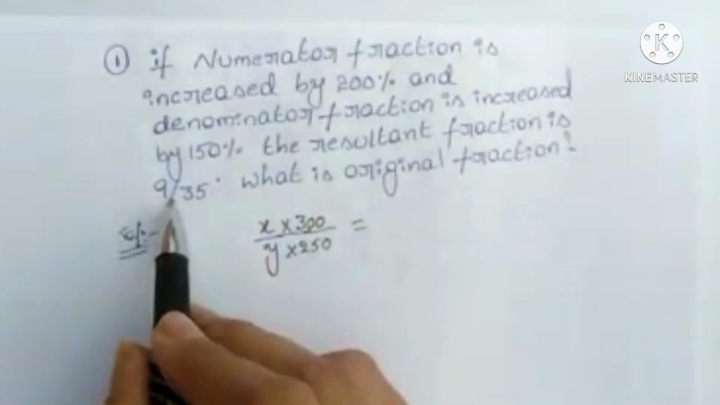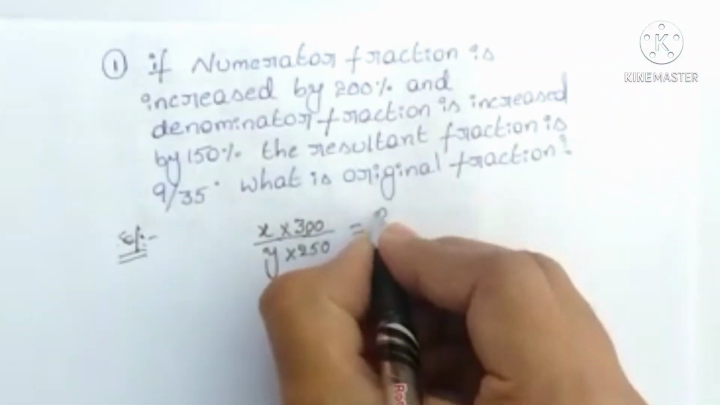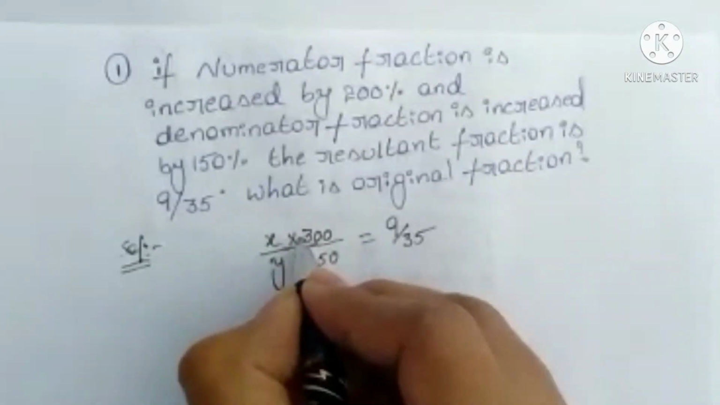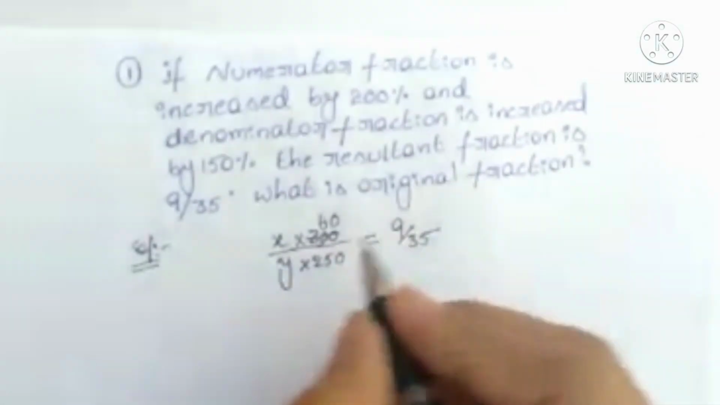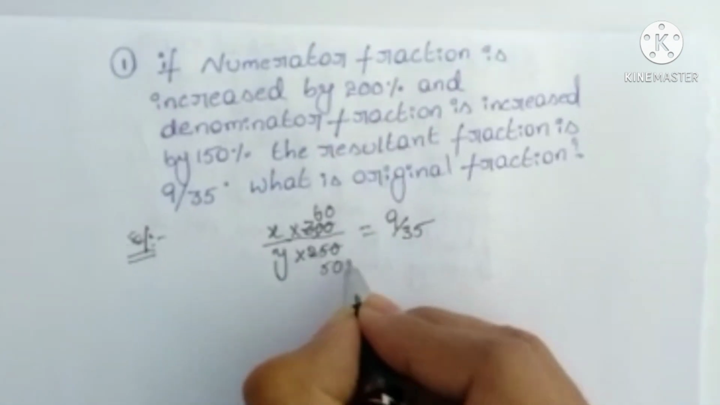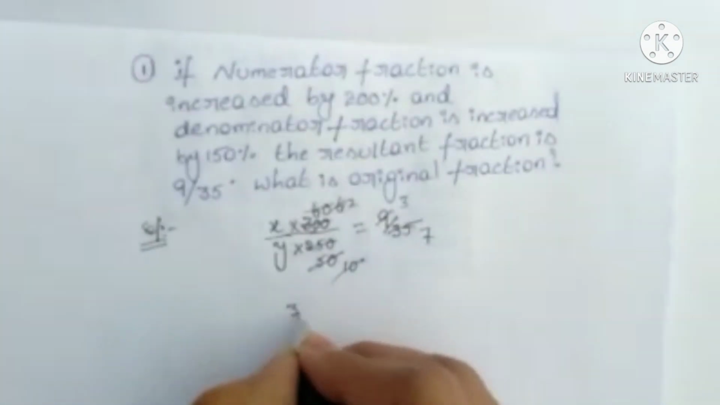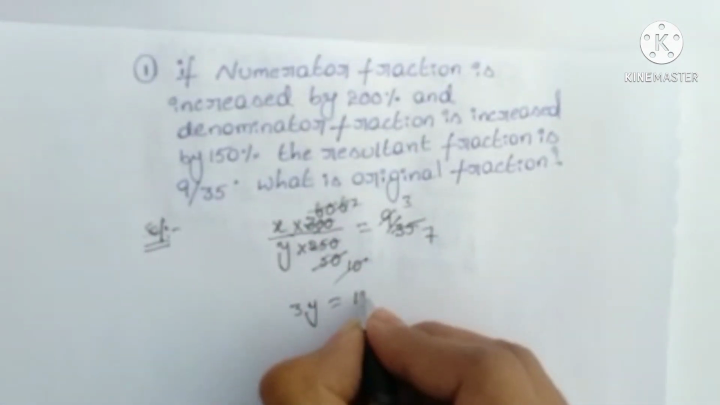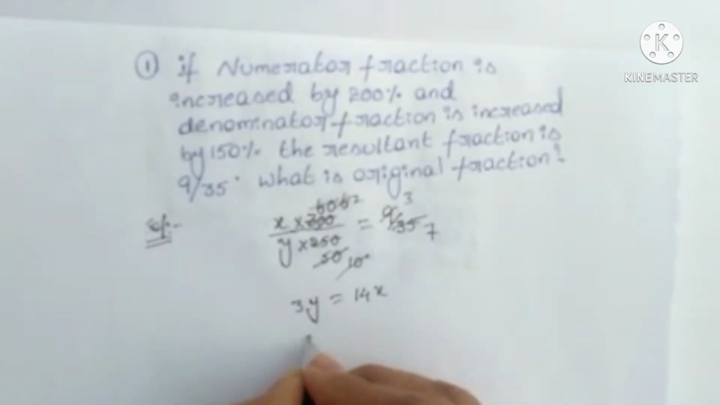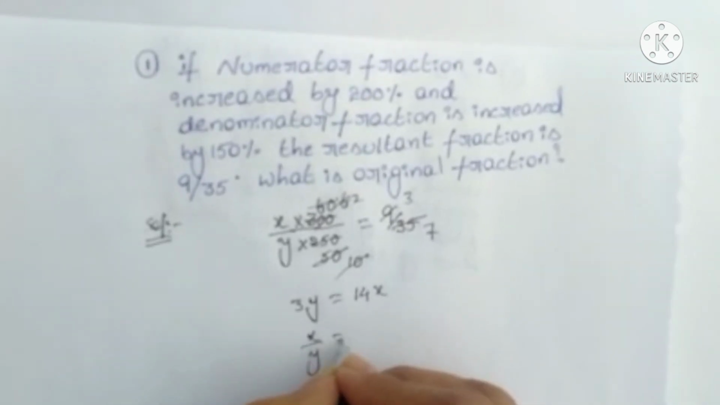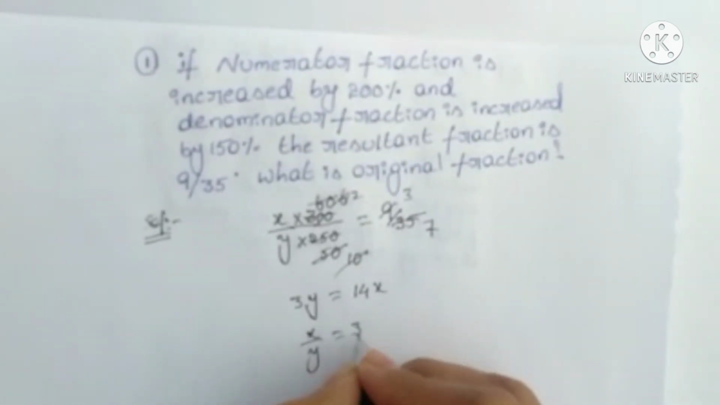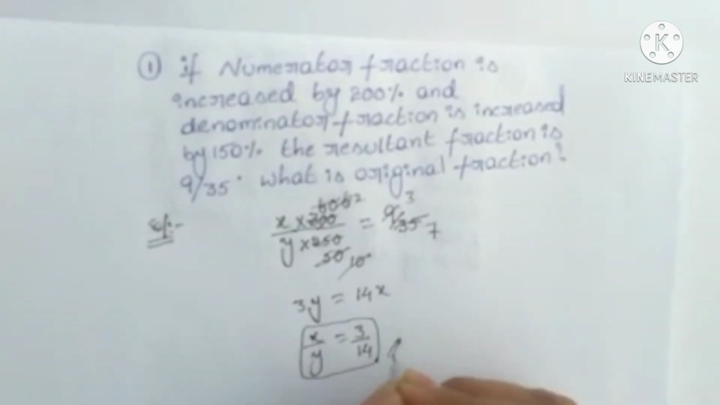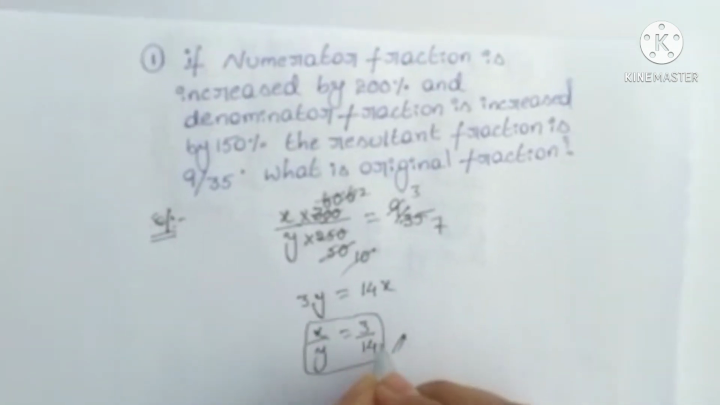That resultant fraction is 9 by 35. If I cancel with 5, 3y equal to 14x. X by y equal to 3 by 14. The original fraction is 3 by 14.